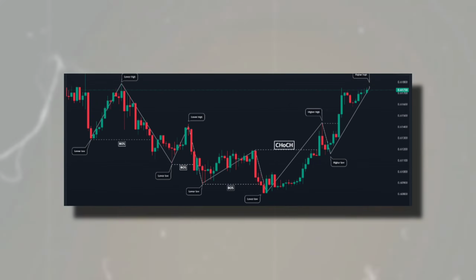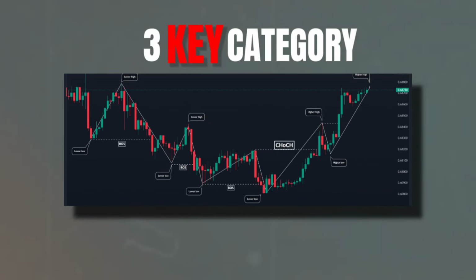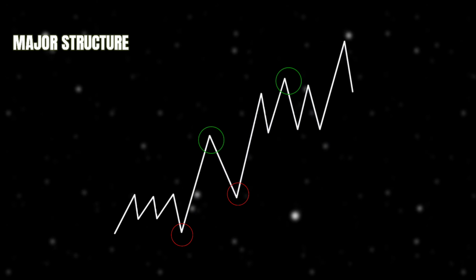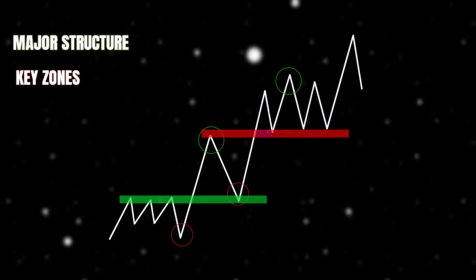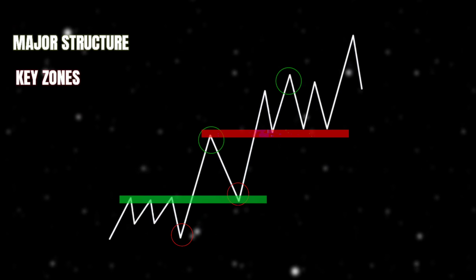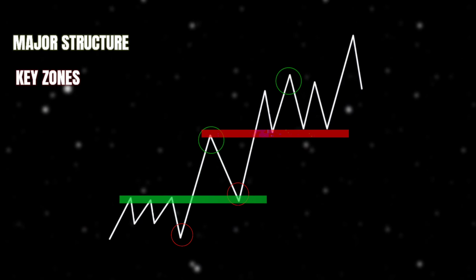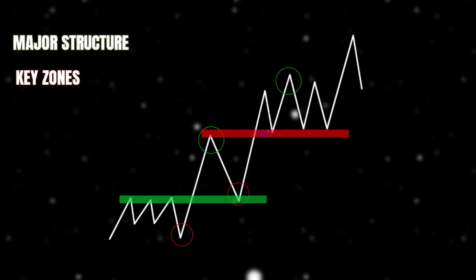So we break the market down into 3 key categories, each playing a crucial role in shaping a winning trade. First, the higher time frames, the weekly and daily charts. This is where we spot the major structure levels, the key zones where institutions are positioning themselves. These levels are the foundation of everything that happens in the market. If you're not paying attention to them, you're trading blind.